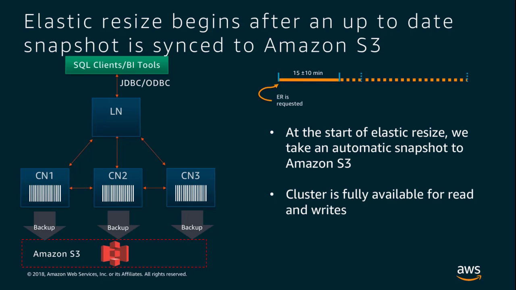So when you click on Elastic Resize, the very first thing we do is take a snapshot and make a most recent copy of the data in S3. As you know, in Redshift, an automated snapshot is taken every 8 hours or 5 GB of data change. So what we are doing is taking an incremental snapshot to back up the data from the last snapshot that was taken. Once the snapshot is taken, that's when we start the next stage.